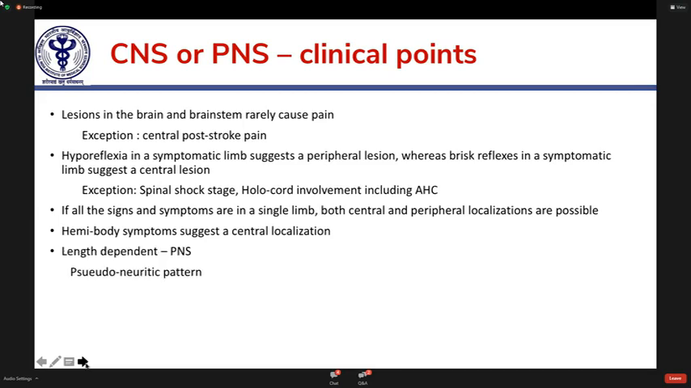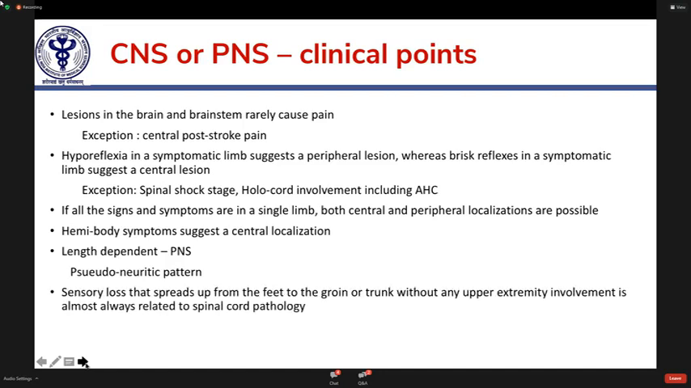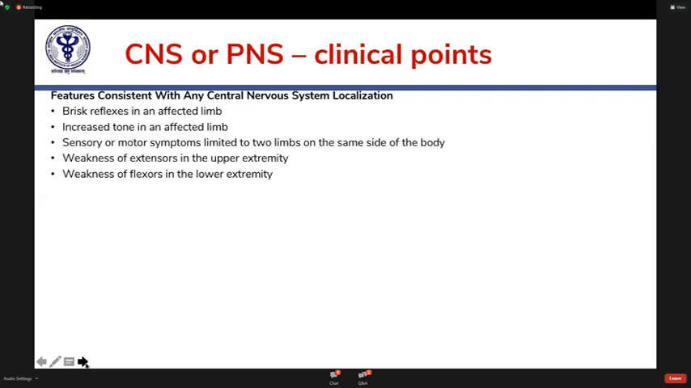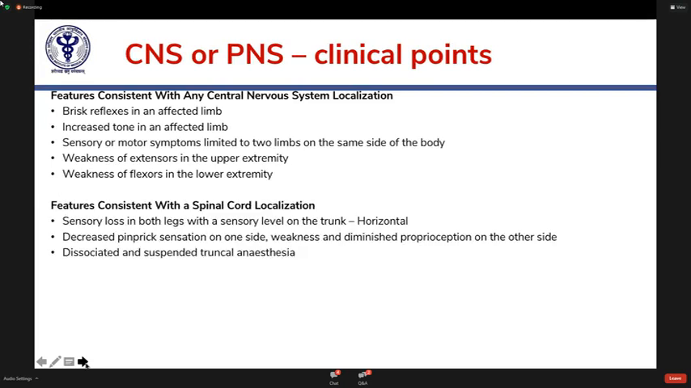Length dependence: we saw Neeraj describing how the pseudoneuritic pattern can occur. If the sensory loss spreads up from the feet to the groin or trunk, and still the upper limbs are not involved, then you always suspect a spinal cord pathology. Any CNS localization, which we know, includes brisk reflexes in the affected limb, increased tone in an affected limb, sensory and motor symptoms limited to two limbs on the same side of the body, and weakness in the extensors in the upper extremities and flexors in the lower extremities, typically seen in a hemiplegic lesion.